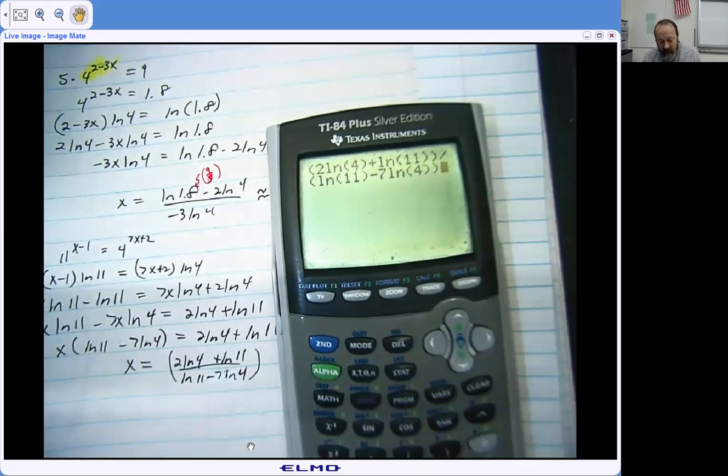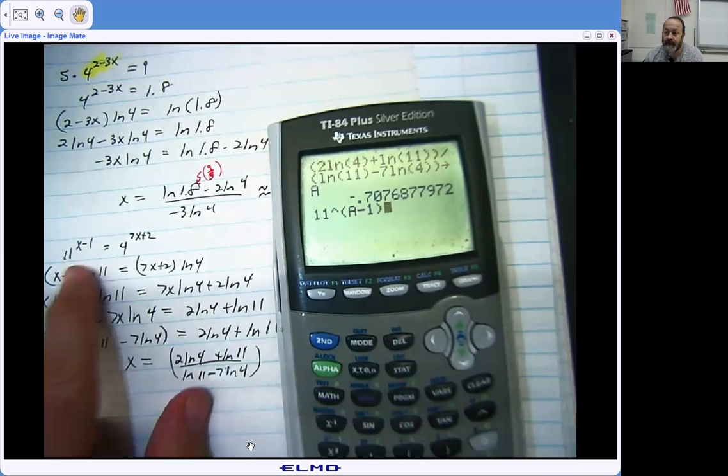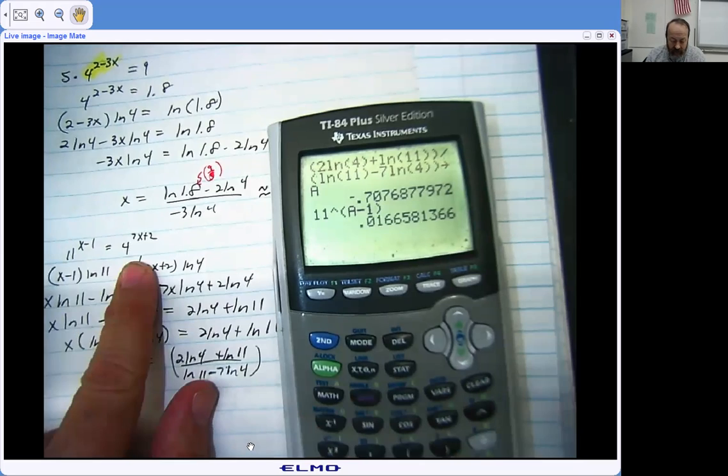And I'm going to store that as A or B or C or whatever you want to call it. But if I have done this right and I take 11 and raise it to the A minus 1 power, that was the original problem. Hopefully I get the same if I take 4 and raise it to the 7A plus 2 power.